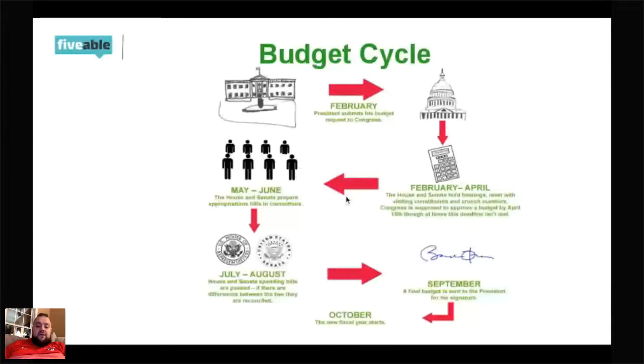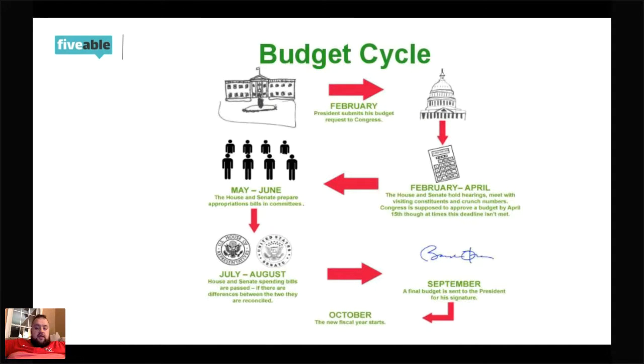And so then between May and June, they start to prepare what are called appropriations bills. Anytime you see appropriations in government, that just means spending, how we're going to spend money. Revenue means bringing in. Appropriation means pushing it out. So in May to June, they prepare those bills, and then those bills are typically passed throughout the summer.